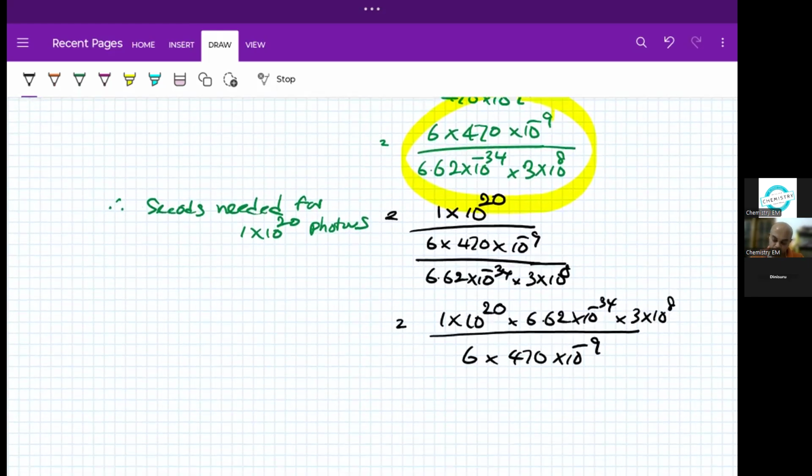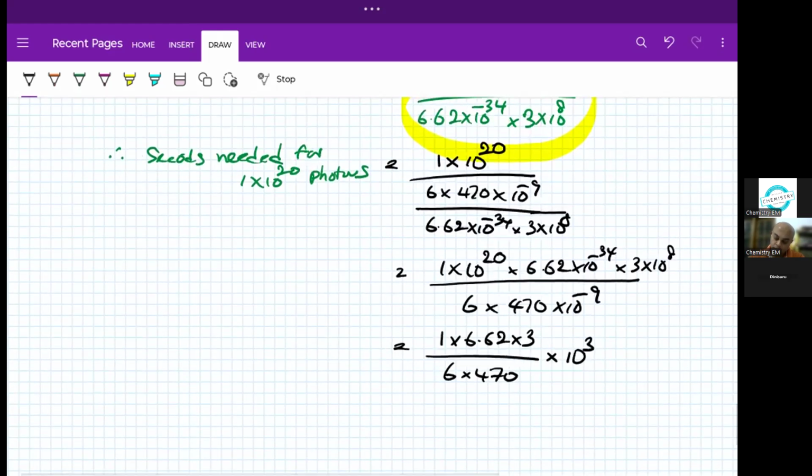So the answer for this one: 1 into 6.62 into 3 divided by 6 into 470, 20, this is 17. 7 plus 7, minus 9, after going up, plus 8 is added and it becomes 17. 17 plus 20, 37. 37 into minus 34, 10 to the power 3. So this one you have to calculate.